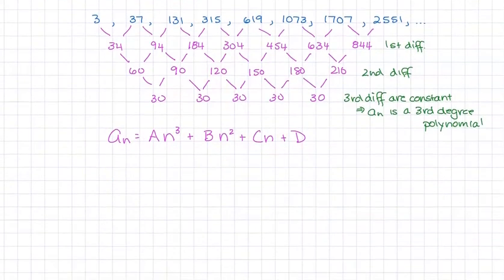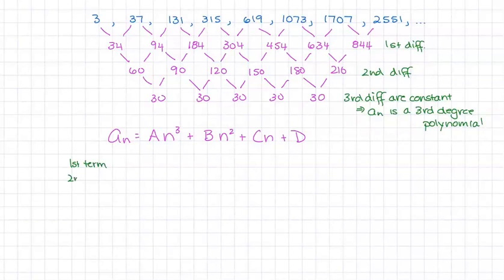I'm not going to write down all the words that I did before, but we are going to do the same thing. We're going to plug in the first term, the second term, the third term, and this time we have to go to the fourth term because we need a fourth equation. So we're going to plug all these guys in and make a system of equations that way. So remember, for the first term, we're going to let all these n's equal 1, and the first term a sub 1 is 3. So it's going to look like 3 is a plus b plus c plus d.